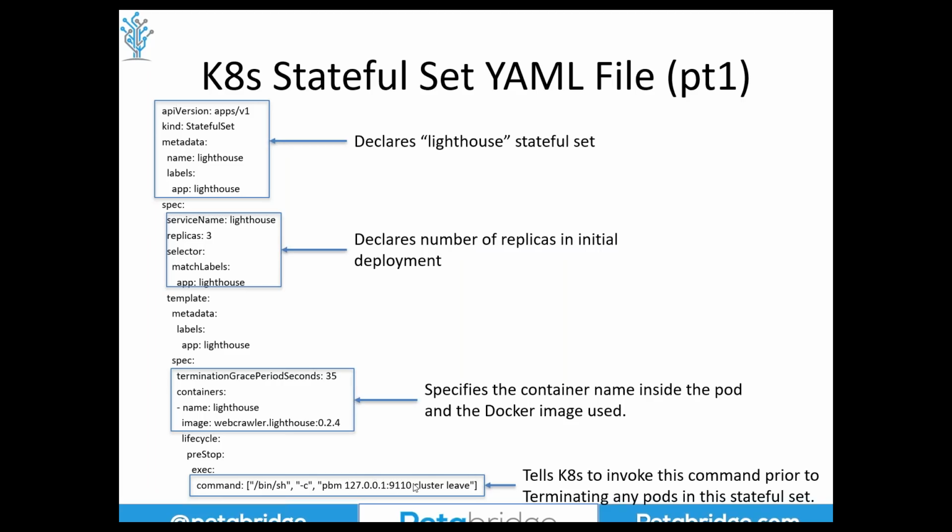PBM 127.0.0.1:9110. This is the default address the Petabridge.Cmd host listens on. And we're going to say cluster leave. That's going to cause this process to terminate by having it exit the cluster gracefully. And that's why we have this 35-second grace period up here. It gives us the ability to go ahead and swap out these nodes in the cluster gracefully.